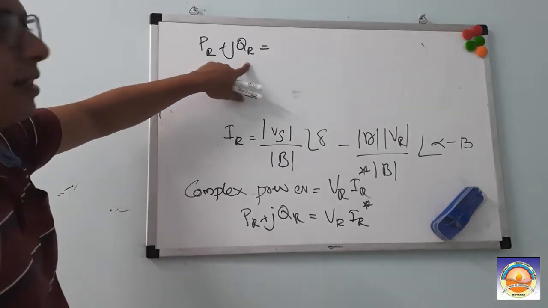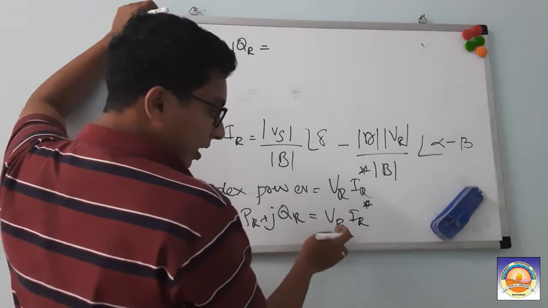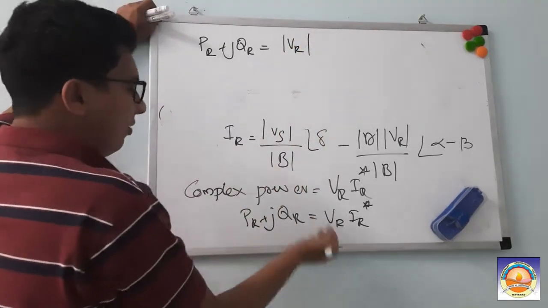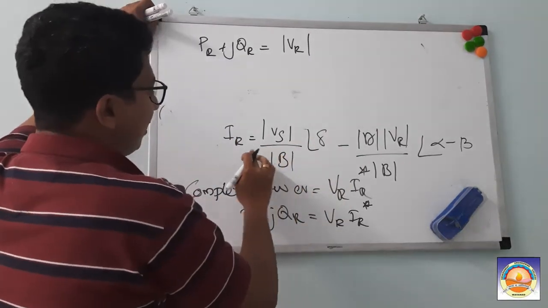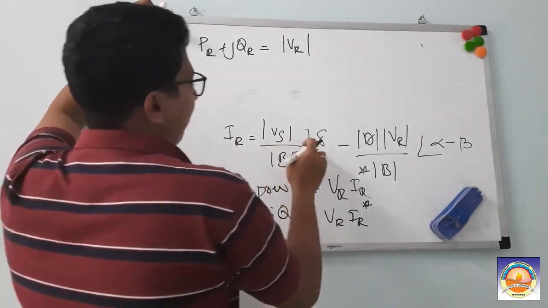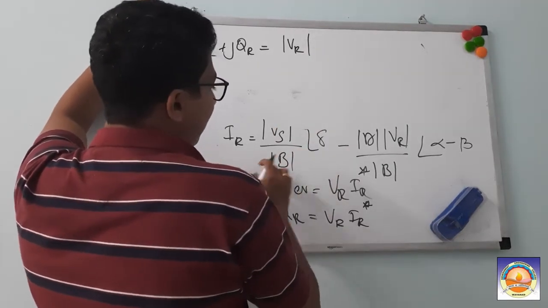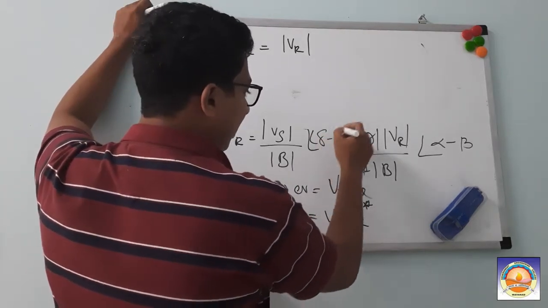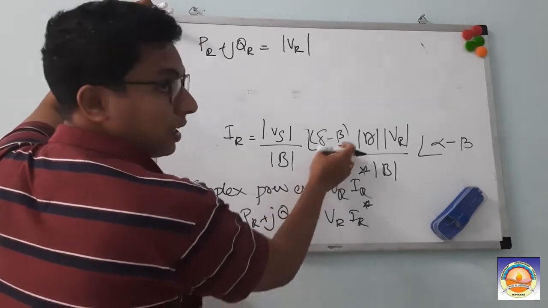Active power plus reactive power, which is in quadrature with active power, is equal to VR. What is the modulus of VR? VR only, where VR has angle 0. So we can just apply that to this equation. IR conjugate is whatever we have with the angle inverted. Here I have delta minus beta. So here the angle will be delta minus beta.